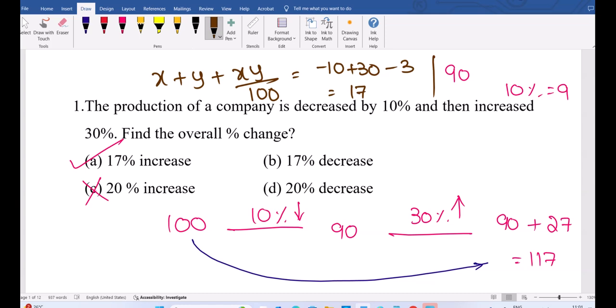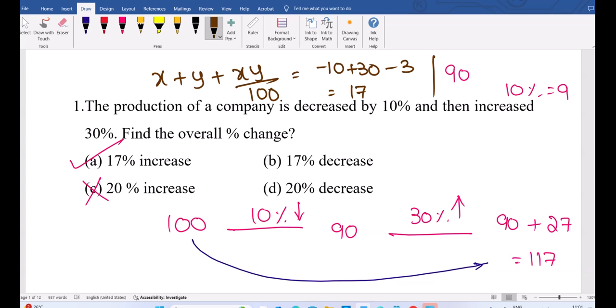As the result is plus, it is increasing. Minus means decreasing. If there are two changes, increase and decrease, or both increase, take both as positive. If both are increasing, both are positive. Here minus 10 because of the 10% decrease, plus 30 because of the 30% increase. The overall result is positive, so positive means we have to opt for increase. If the overall result is negative, then we have to go for decrease. But this is applicable only for two changes at a time.